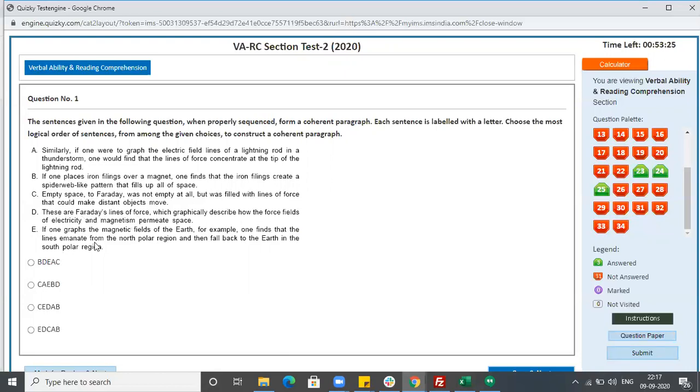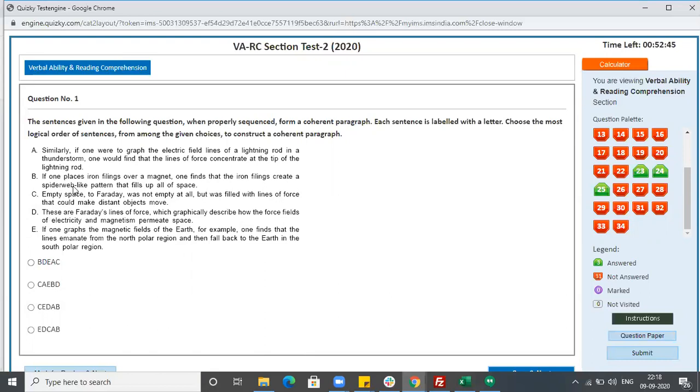These are Faraday's lines of force. Okay, E देखते हैं. If one graphs the magnetic fields of the Earth, for example, one finds that the lines emanate from the North Polar region and then fall back to the Earth in the South Polar region. Okay, so काफी smartly place करे गए हैं options, right? सारे ही possible options लग रहे हैं, but let's see which one can start this paragraph better. Now because I couldn't narrow down or cut any possible start, sorry, reasonable start, लग रहे हैं.